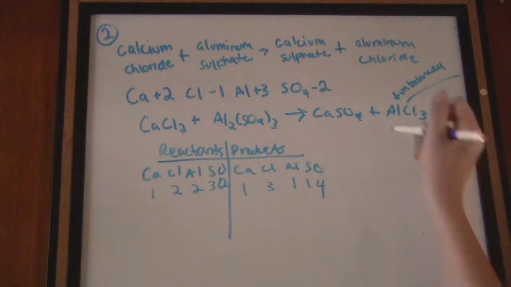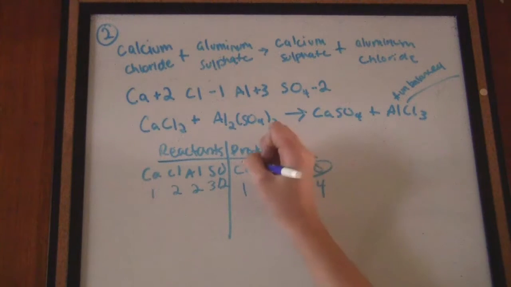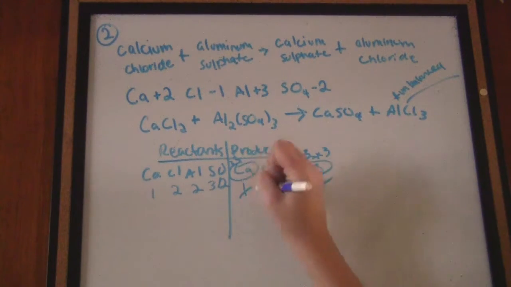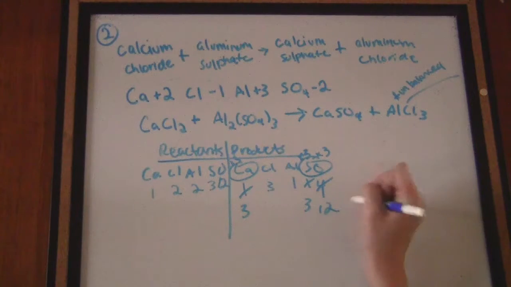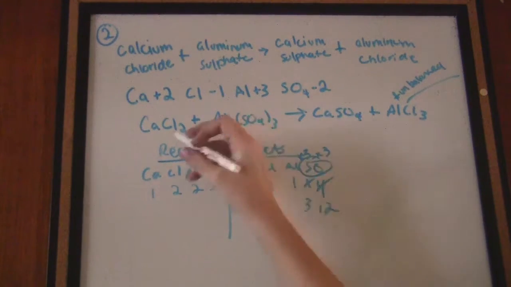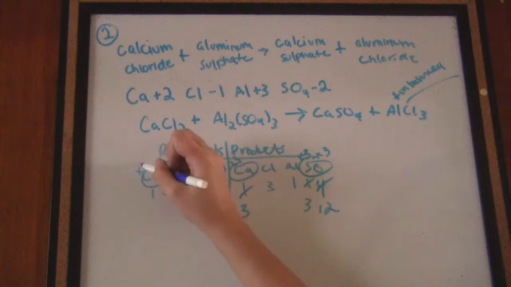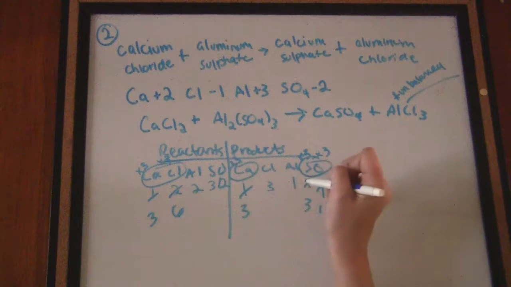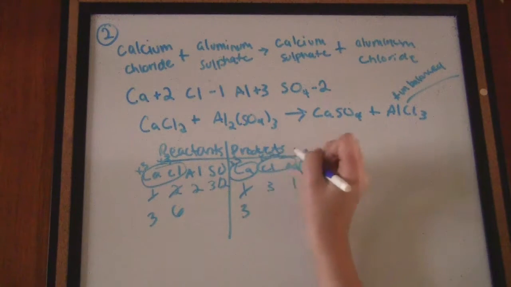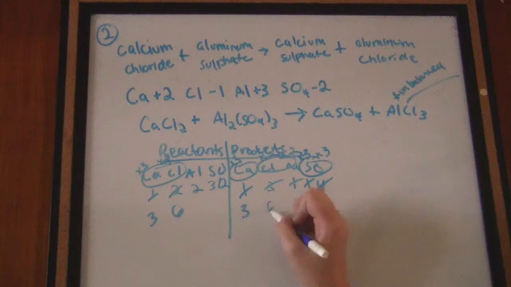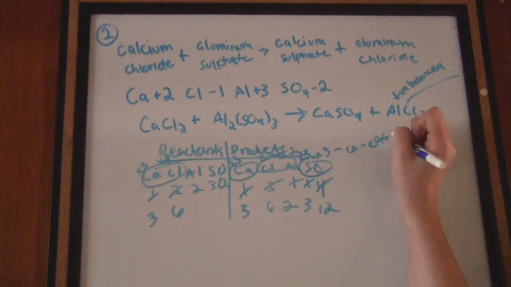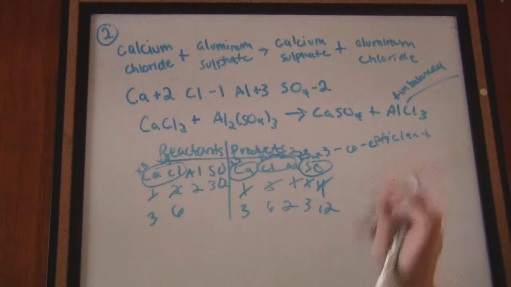First, I want to balance sulfate. To do this, I have to multiply calcium sulfate on the product side by 3. Now calcium is imbalanced, so I'm going to multiply calcium chloride on the reactant side by 3 to balance it out. Now chlorine is unbalanced, but fortunately on the product side, aluminum and chlorine are together, so I can multiply both of them by 2 to balance both out. Again, the number that each element was multiplied by is now the coefficient to that specific part of the equation.